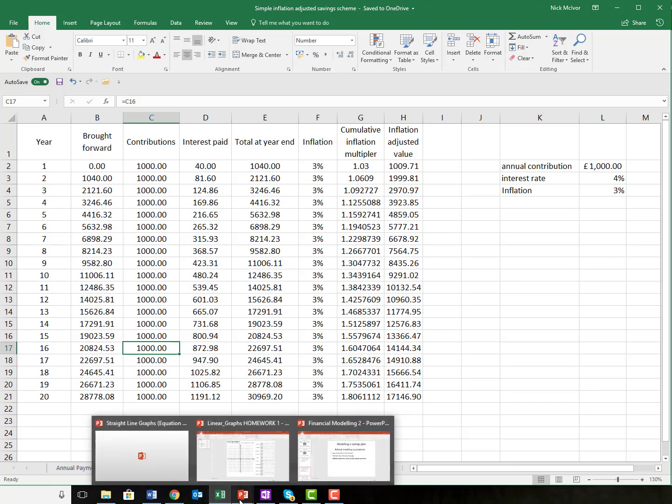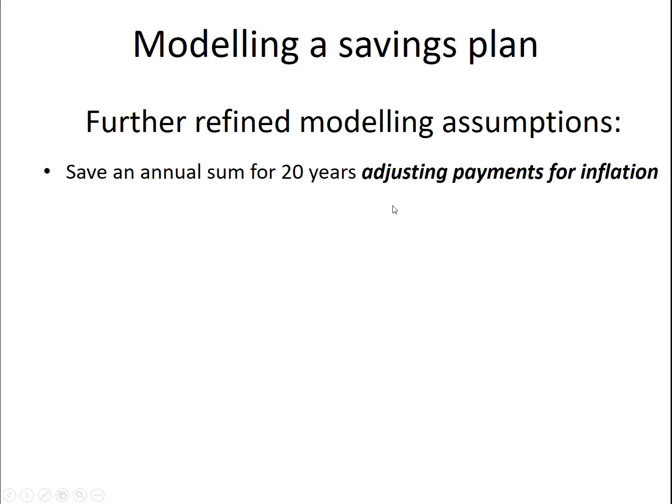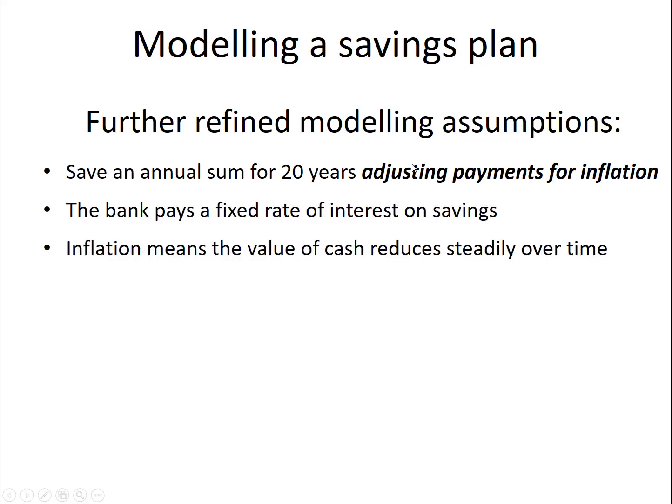Let's look back at our modelling assumptions one last time. We've looked at adjusting the value of our final plan using a rate of inflation. What if we take into account the fact that money drops in value over time and now adjust our payments for inflation? So let's look at our third version of our savings plan model.